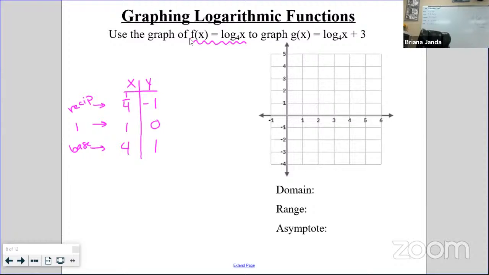So I just run through my transformations. Are there any negatives? No, move on. Are there any multiplications? No, move on. Are there any pluses and minuses? Yes, we have a +3. Is that +3 inside or outside?